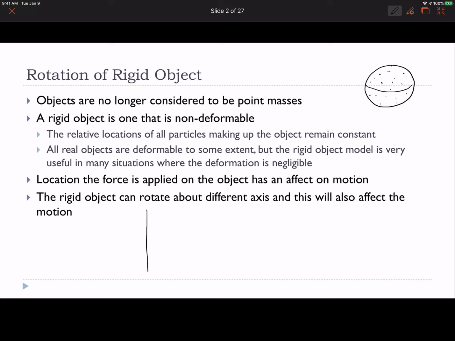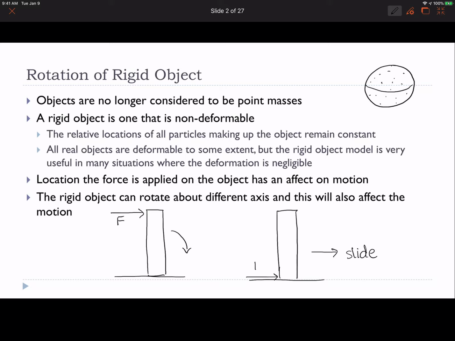As another example, if I had a beam or something like that, and I were to apply a force at the very top of that beam and it was sitting on the ground, that can cause this beam to fall over. On the other hand, if I took that same beam and I applied the force down low, maybe the beam, instead of tipping over, would actually slide. So that's just an example of how that force acting on this rigid object can have an impact in terms of what will happen to that object, and it'll be different even if the force that's applied is exactly the same. The location is going to have an impact.